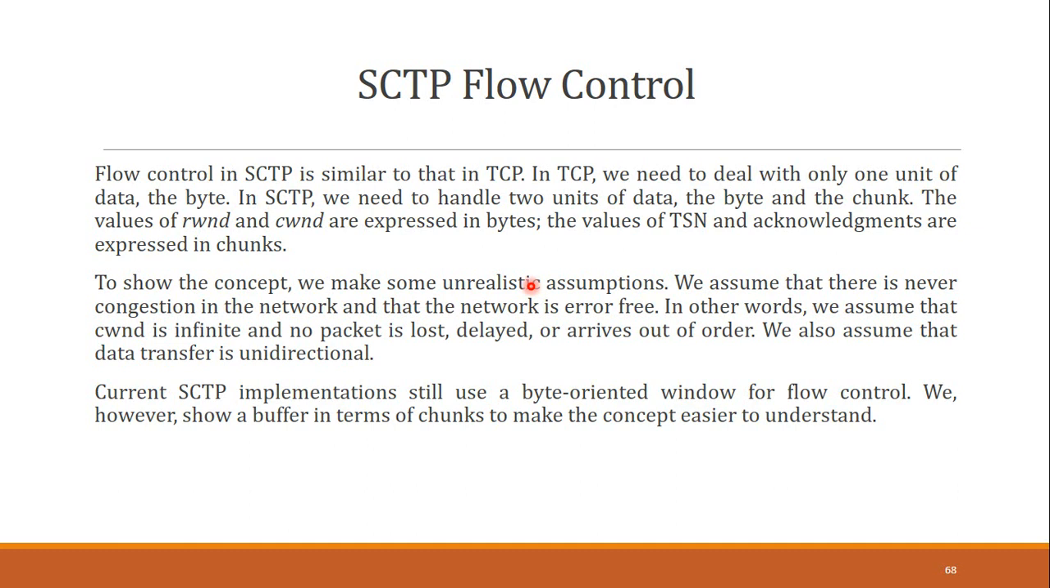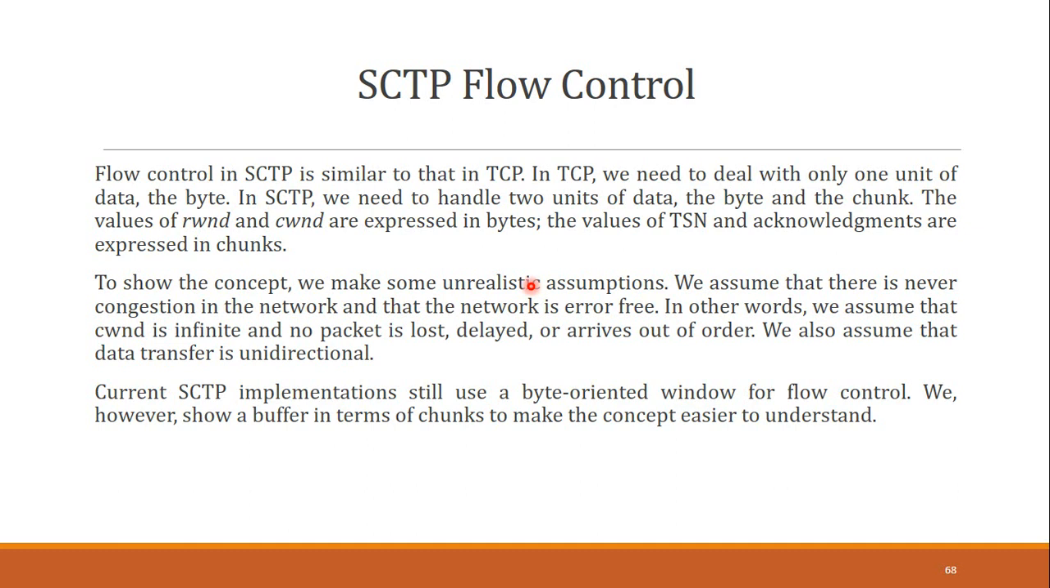To show the concept, we make some unrealistic assumptions. We assume that there is never congestion in the network and that the network is error free. In other words, we assume that the congestion window is infinite and no packet is lost, delayed, or arrives out of order. We also assume that the data transfer is unidirectional. We correct our unrealistic assumptions later when needed.